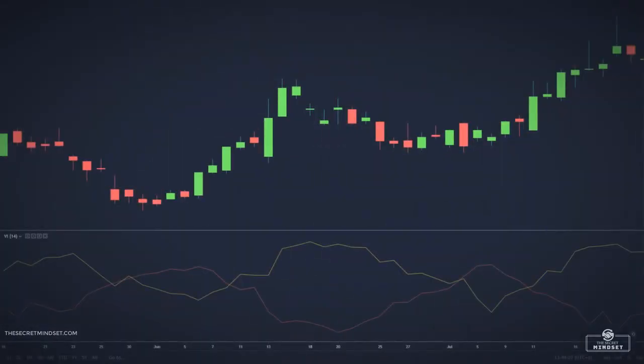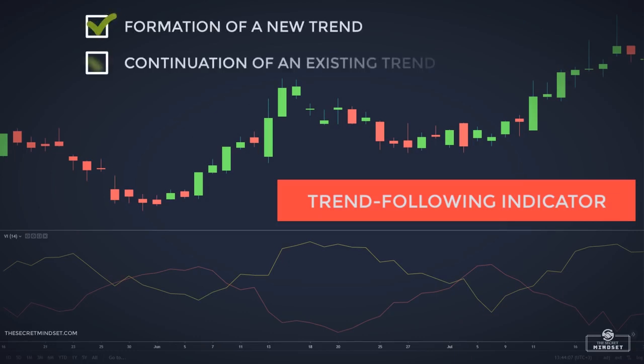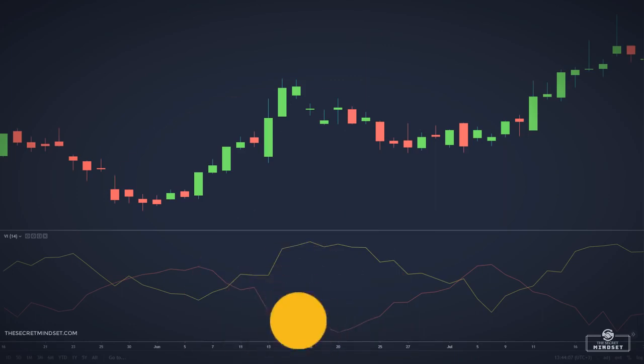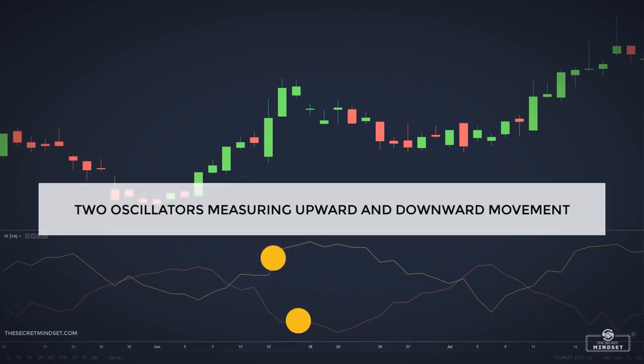The Vortex indicator is a relatively new trend following tool that you may never have heard of. This indicator signals the formation of a new trend or the continuation of an existing trend, and it can be used across all financial markets, although I use it mainly for trading stocks. The Vortex indicator consists of two oscillators measuring upward and downward movement, its development being inspired by the natural flow and vortexes of water that occur in rivers.